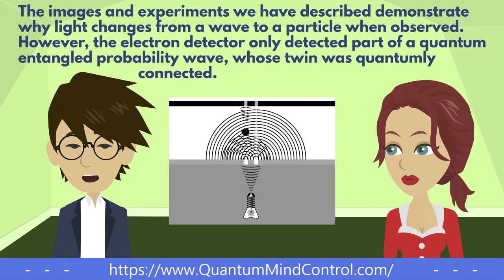The images and experiments we have described demonstrate why light changes from a wave to a particle when observed. However, the electron detector only detected part of a quantum entangled probability wave, whose twin was quantumly connected.